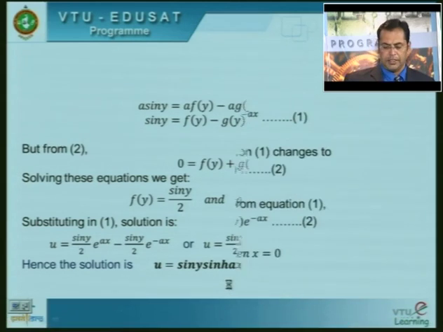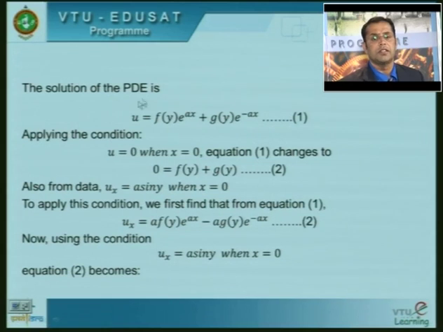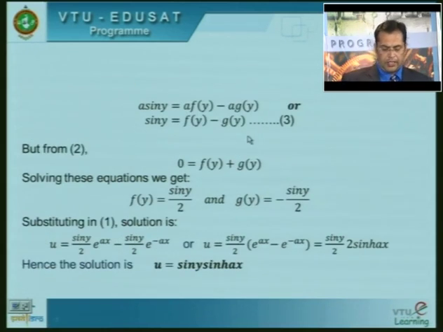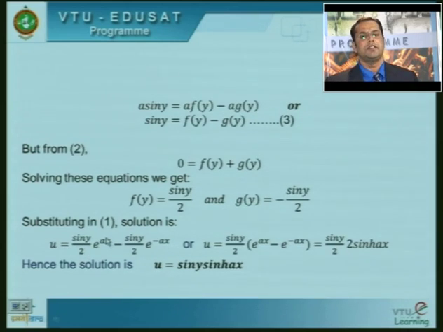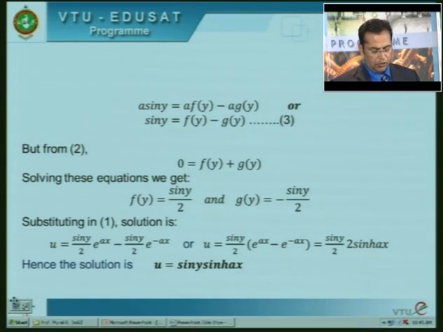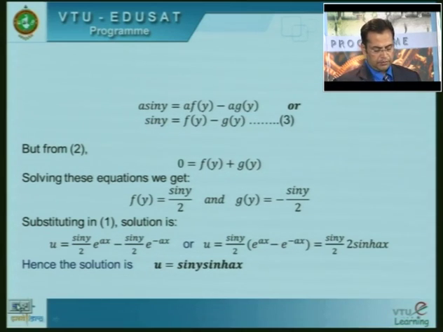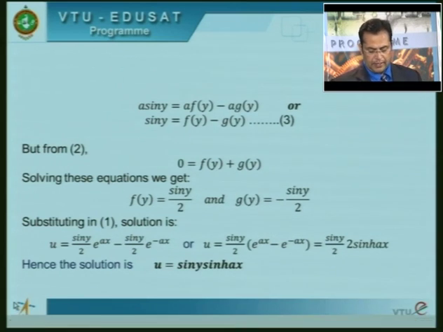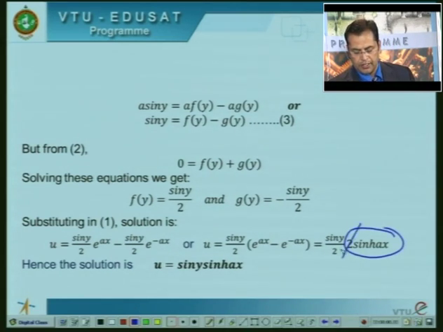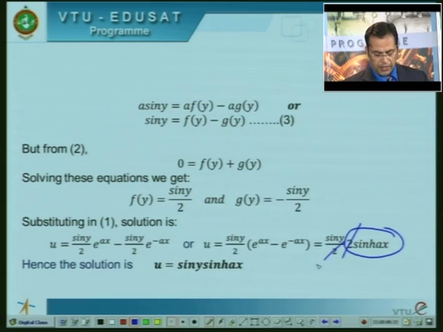Substitute these expressions in the solution that was earlier obtained as equation 1. So, u equal to sin y by 2 for fy e power ax minus sin y by 2 e power minus ax, this is for gy, or again you have sin y common. If you take that out, you get sin y by 2 into e power ax minus e power minus ax. But it is known that this expression e power ax minus e power minus ax is 2 sin hyperbolic ax. So, if you finally cancel the 2, you are left with u equal to sin y sin hyperbolic ax as the solution to the given partial differential equation.